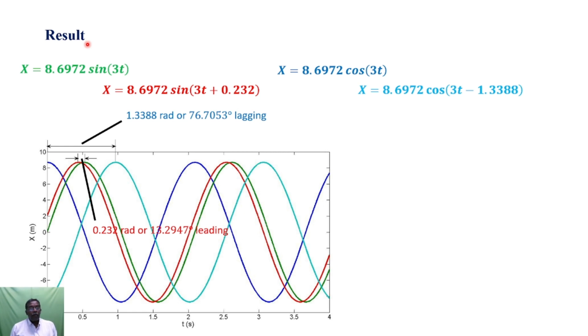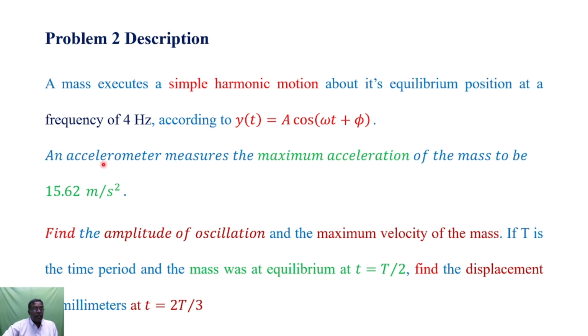This is the result of problem 1. We go to the second problem. The description is given here. A mass executes a simple harmonic motion about its equilibrium position at a frequency of 4 Hz according to the given function, y of t equal to a cosine(omega t plus phi). An accelerometer measures the maximum acceleration of the mass to be 15.62 meter per second square. Solve for the amplitude of oscillation and the maximum velocity of the mass.